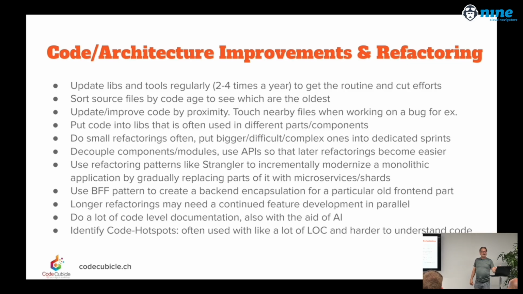But as it is, you may enter a new company and they have an old product and then they want to modernize it, let's say. Then you may need to do some refactoring. How do you do it? And then there's also those refactoring patterns like Strangler and BFF that you could use, which help you to go over a long time from the old system to the new system without breaking it.